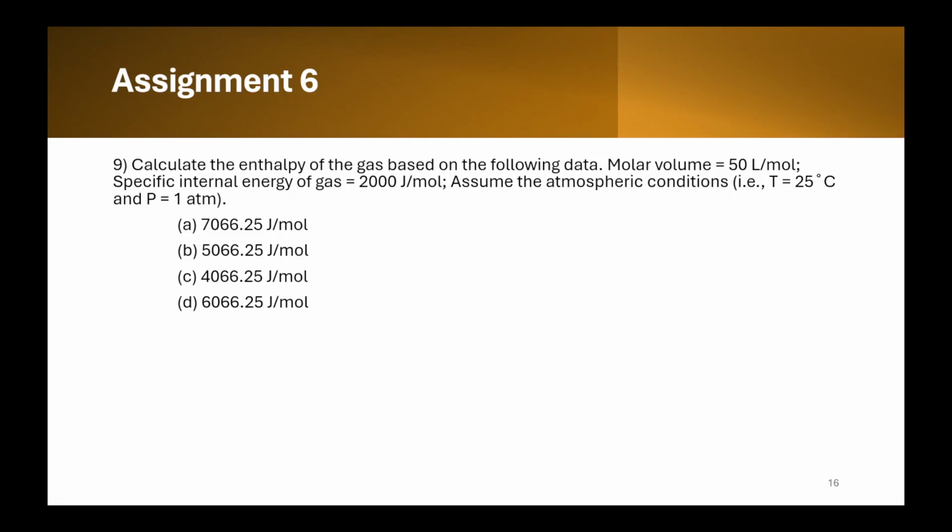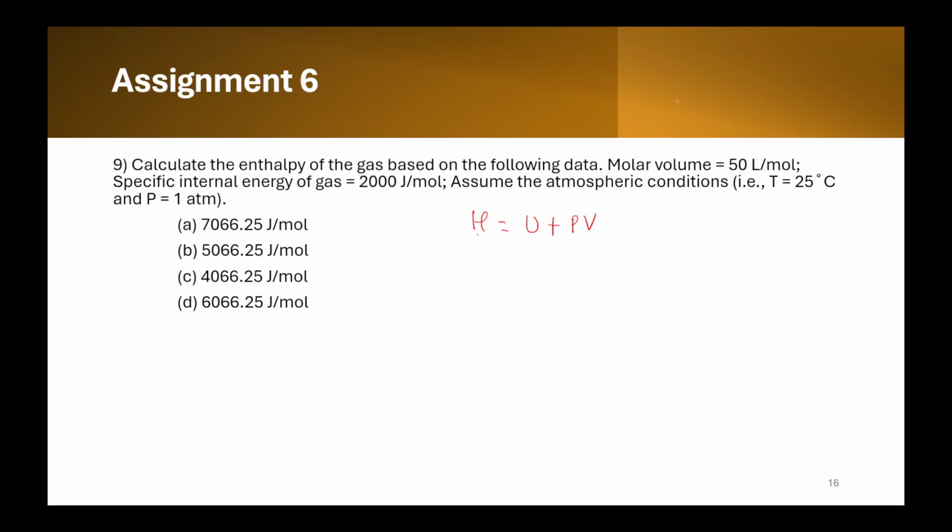Next question. Calculate the enthalpy of the gas based on the following data. We need to calculate the enthalpy of the gas. We know the molar volume. We know the specific internal energy of the gas and assume the atmospheric conditions prevail, that is temperature is equal to 25 degrees Celsius and pressure is 1 atm. So we know that if we need to calculate the enthalpy and we are given internal energy, we need to only add the PV term to it.